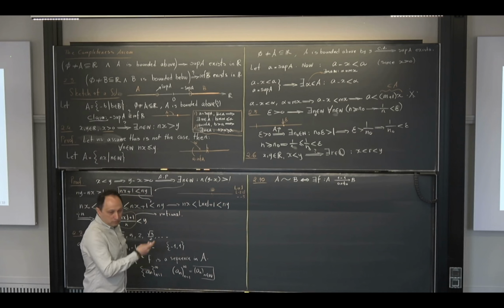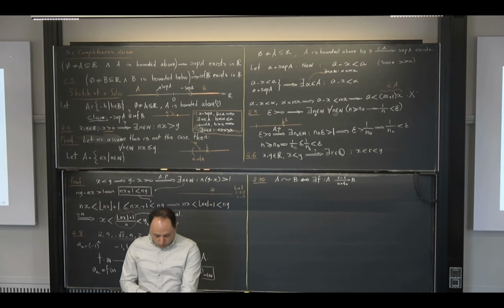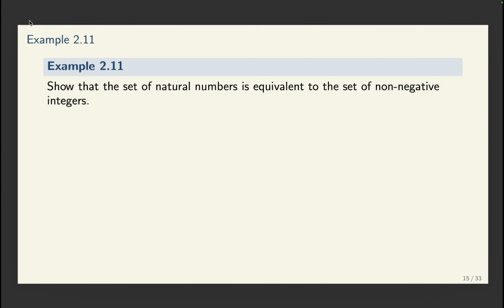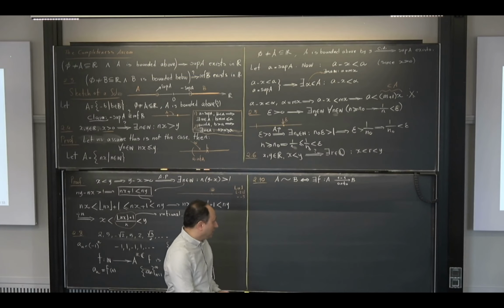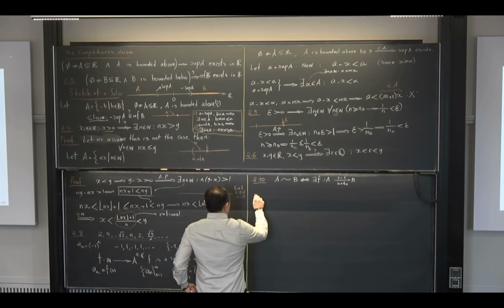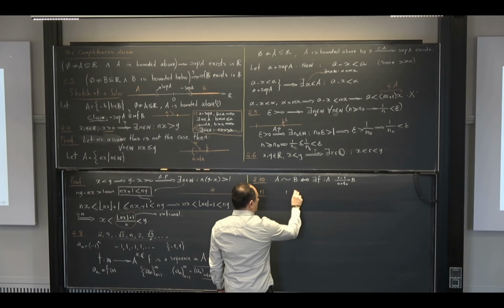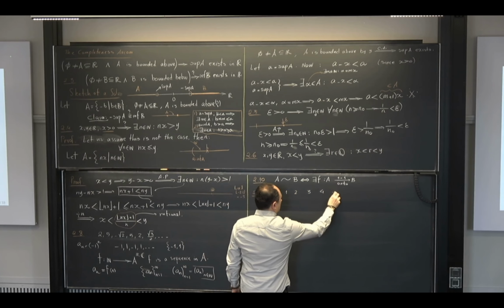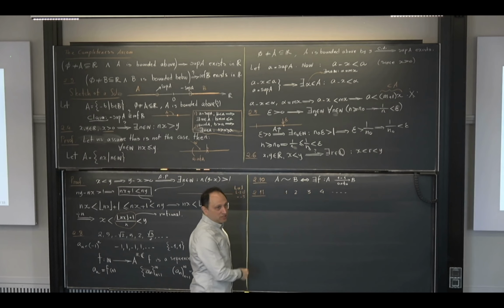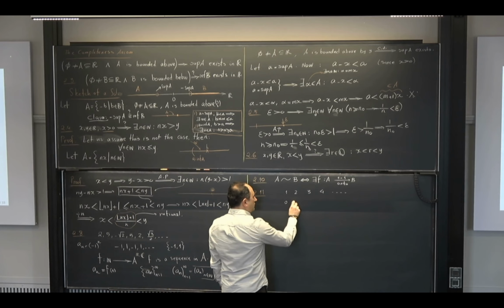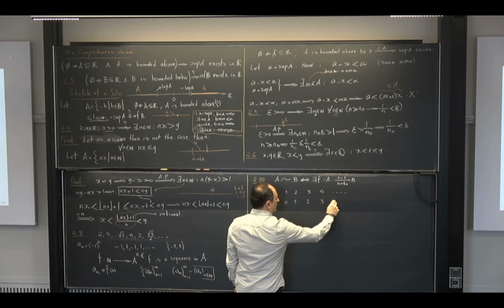Okay, so now this next example, and of course this is an extremely simple example, shows that the set of natural numbers is equivalent to the set of non-negative integers. Okay, so example 2.11. So what do I have? I have natural numbers 1, 2, 3, 4, etc. And I have the set of non-negative natural numbers. Non-negative natural numbers start from 0, 1, 2, 3, etc.